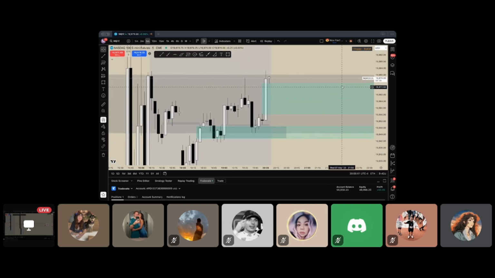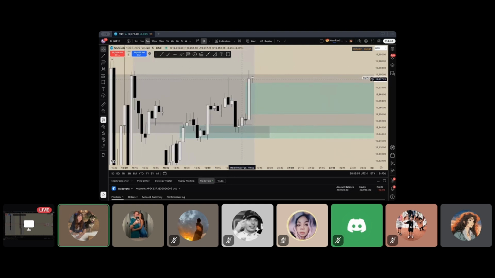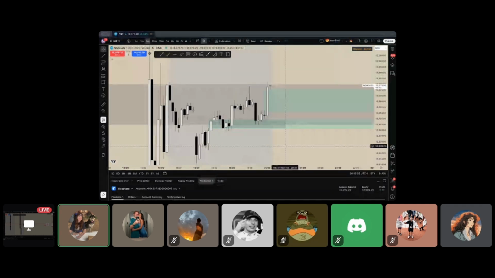Okay, y'all. And look, we're coming out of this hourly fair value gap. Personally, I would not take a position right here because you can see that we've resisted this a few times already. So I would just wait. I would wait for this next 5-minute close before I took a position. If I was feeling ballsy, maybe I would short it.